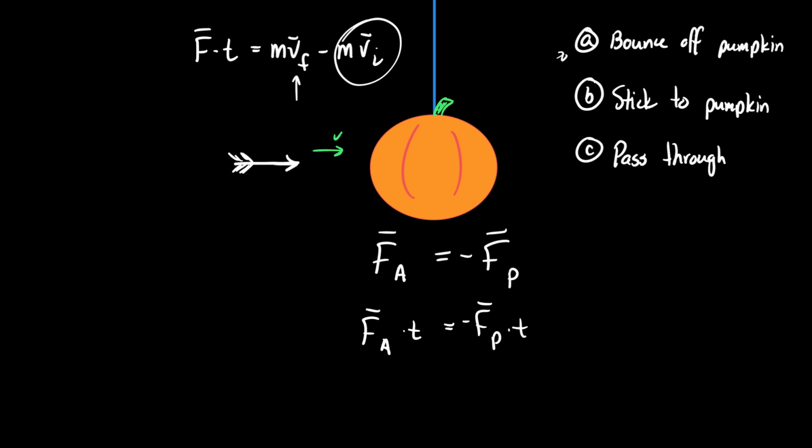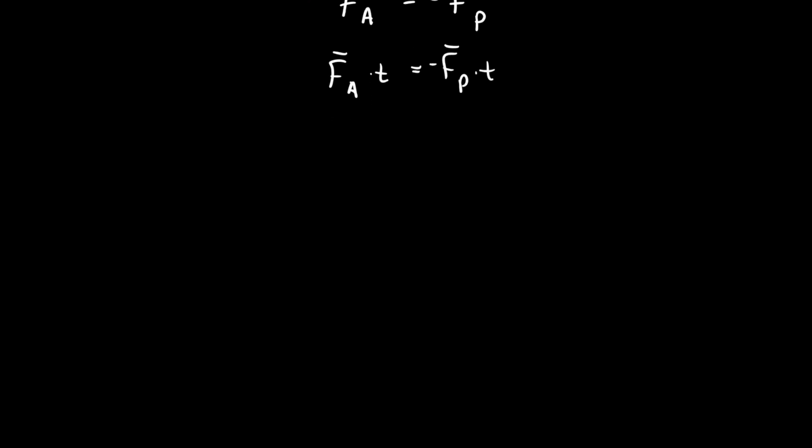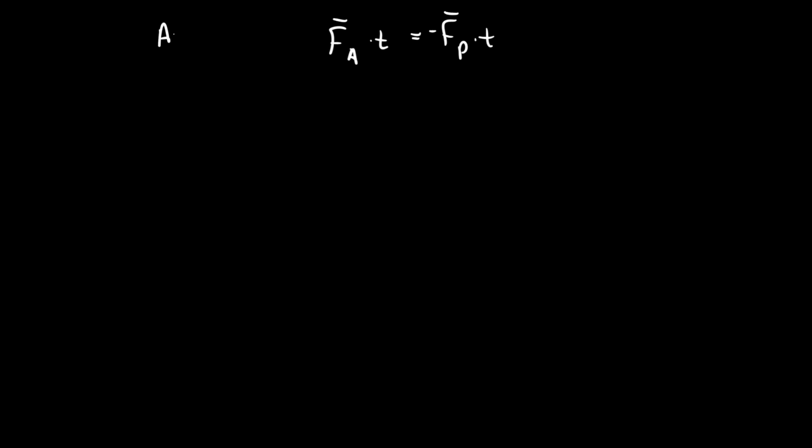I want to do something with you real quick, and you're probably not going to understand why in the beginning, but I want to derive something for you, okay? So I'd like you to follow a quick argument. This side is about the arrow, and this side is about the pumpkin. All right? First, I want to use the definition of impulse.